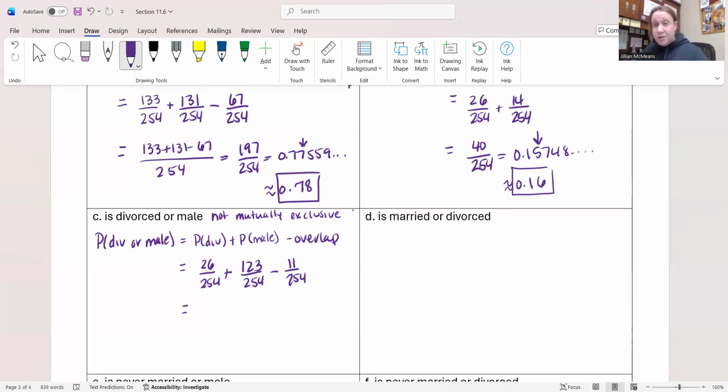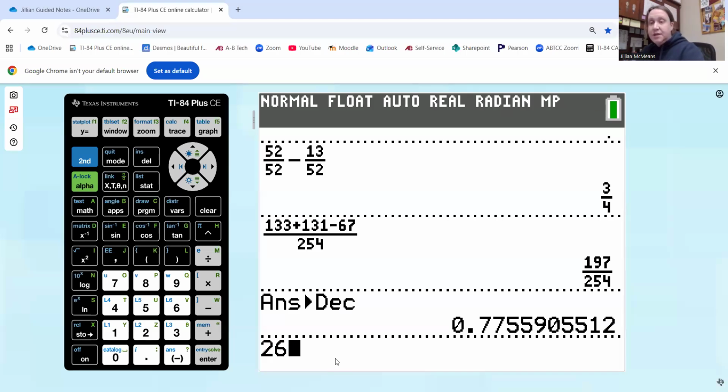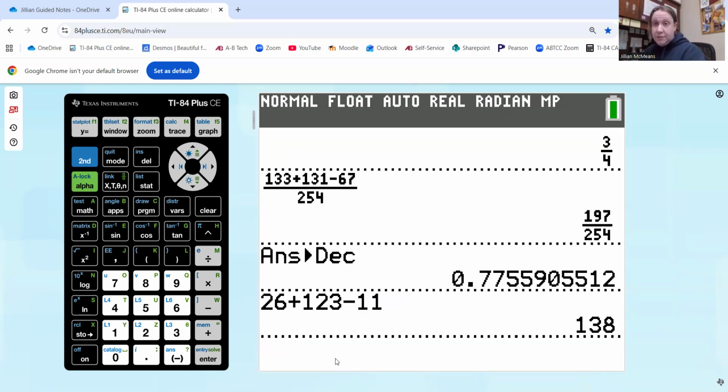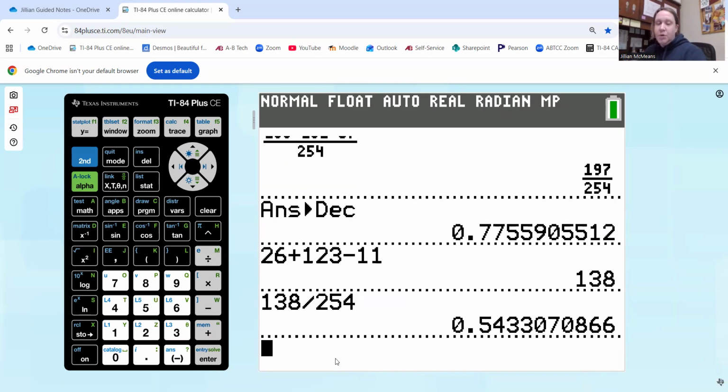Or in the event that we want it to be a decimal, we can approach this differently. So let's see how we want to do this one. Let's go to the calculator. Okay, so remember, let me get my numbers. We had 26 million divorced plus 123 million males minus 11 million that were both male and divorced. So that's 138 million total divided by 254. I'm trying to type with my left hand and it's not going well. 138 divided by 254. And as a decimal, we get 0.543307.